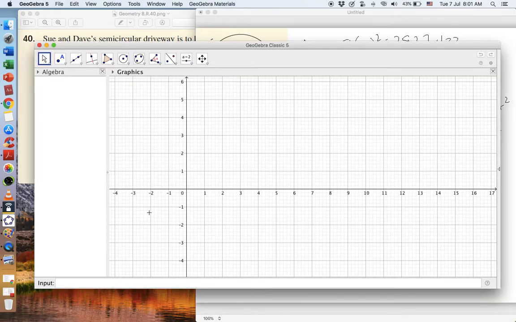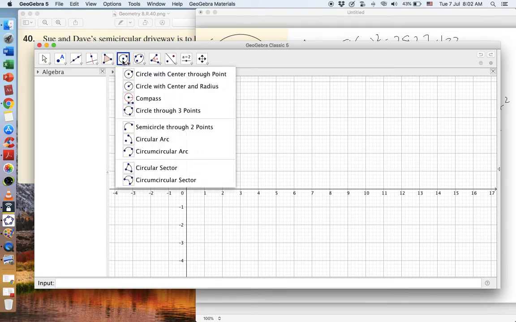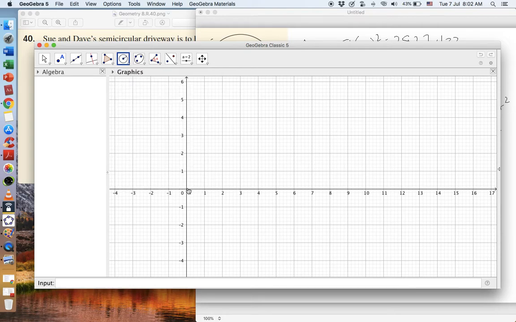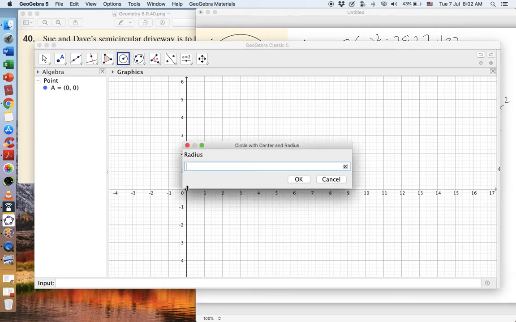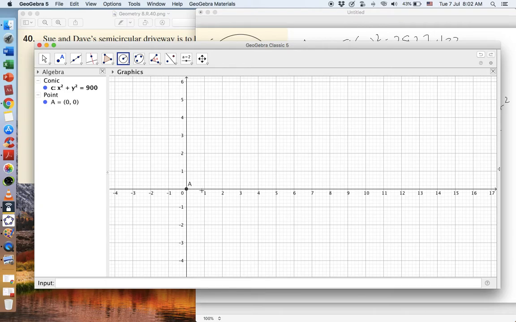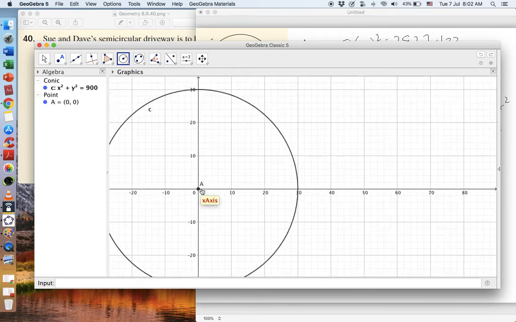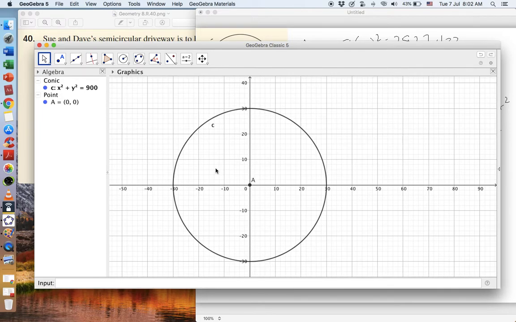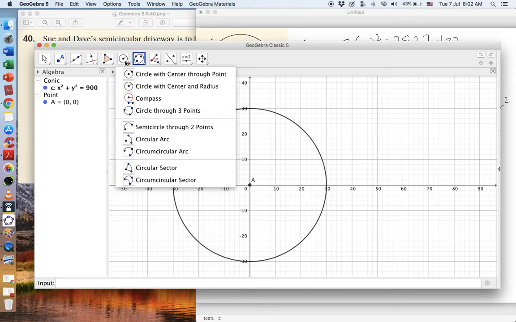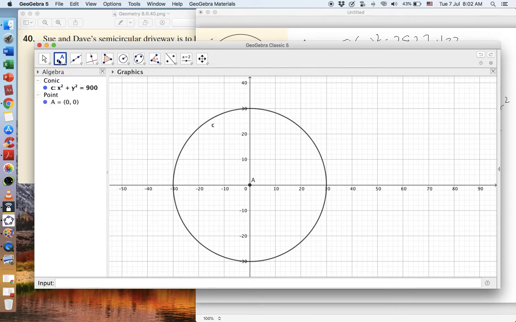Now, in order to put this into GeoGebra, we need to start with a circle. We're going to say circle with a center and radius. So we'll start at here, radius of 30. You have to zoom out. All right, then we're going to have to put in, should have said another semicircle. Let's put a couple points on that circle and on the grid.